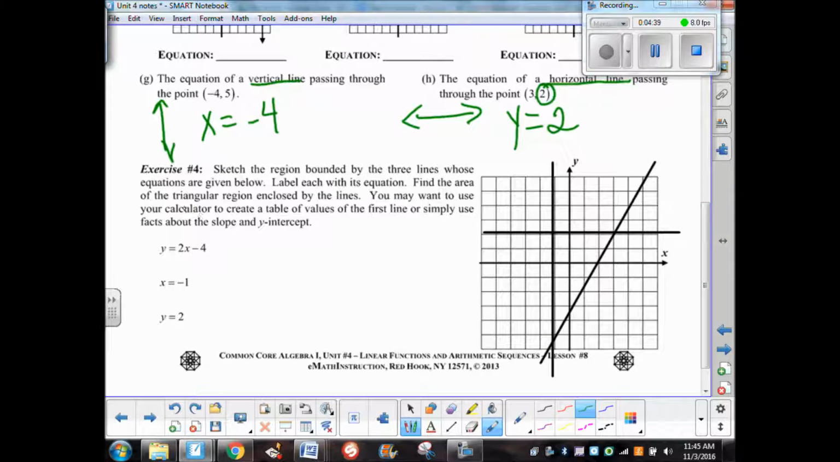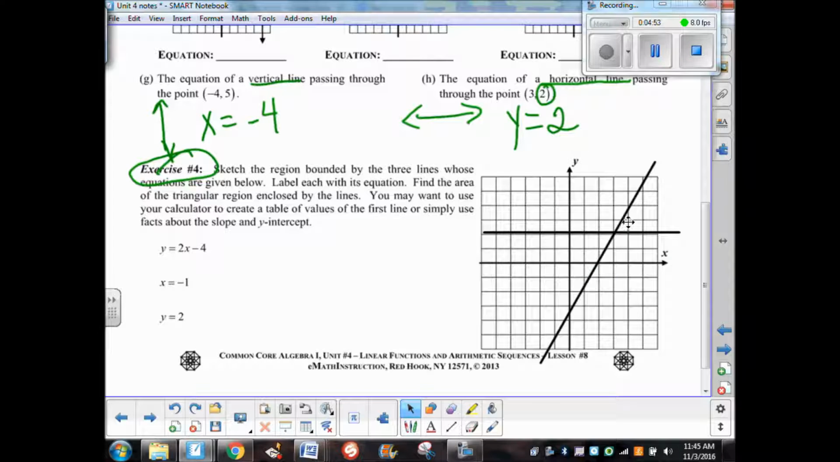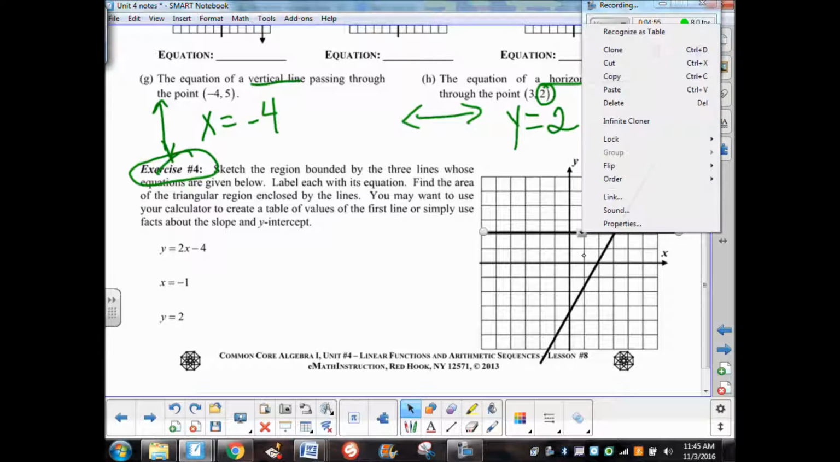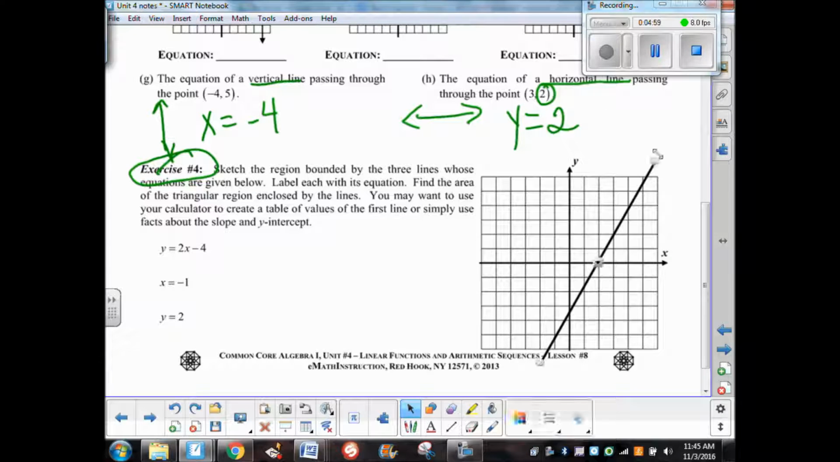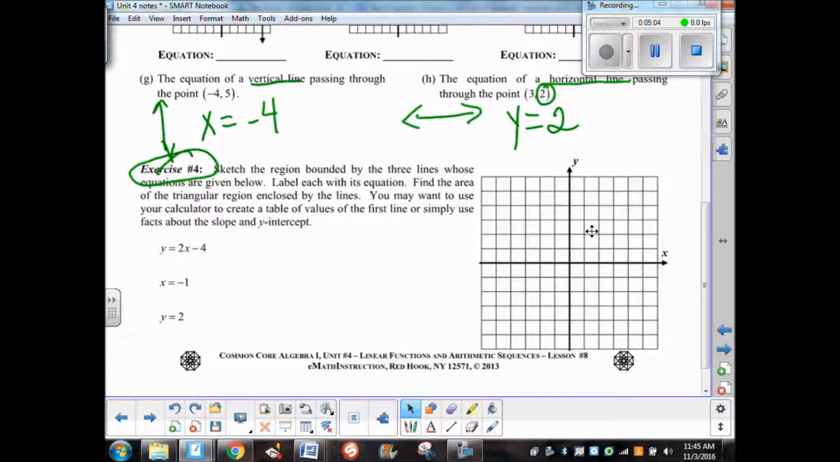I'm going to have you do exercise 4, and yours will not have those lines already drawn in there. I just didn't delete mine when I cleared this, so you're seeing what those look like as I'm deleting them. You're going to graph 3 lines, and you should get a nice triangle to be able to find the area that's inside those 3 lines. Okay? See you in class.